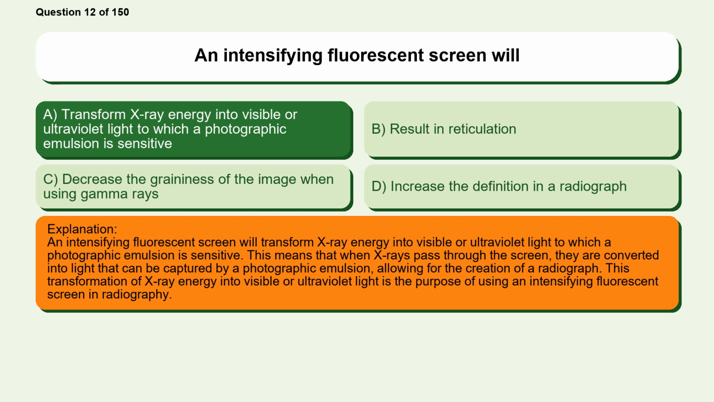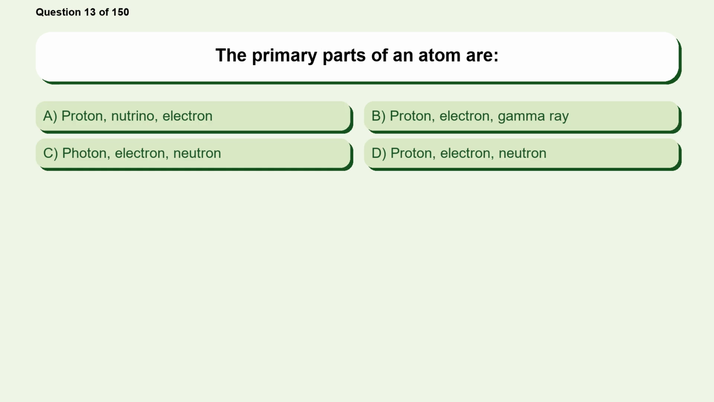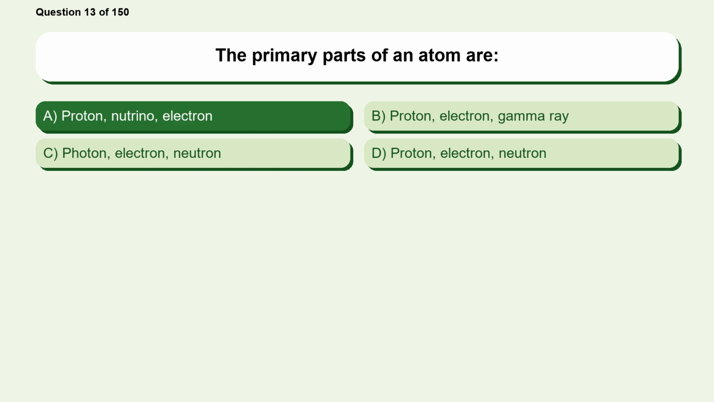Question 13. The primary parts of an atom are: Option A, proton, neutrino, electron. Option B, proton, electron, gamma ray. Option C, photon, electron, neutron. Option D, proton, electron, neutron. The correct answer is option A, proton, neutrino, electron.